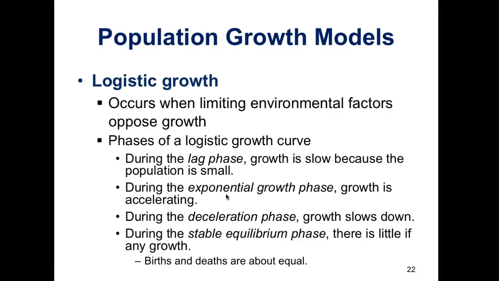Growth will slow down or decelerate. And ultimately, what will happen is the population will stabilize. And this would be the equilibrium phase. So you have little, if any, growth. Ultimately, what you have there is the births and the deaths are going to be about equal. So this is logistic growth.